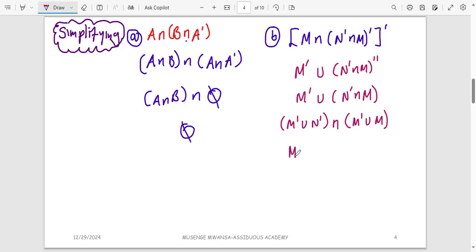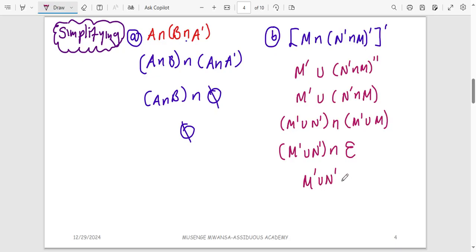So this gives us M complement union N complement. And then we have got intersection. Remember, every time you get the complement of a set union that same set, the answer is universal set. And we said that every time you get any set intersection the universal set, the answer is that same set. So this is actually M complement union N complement.